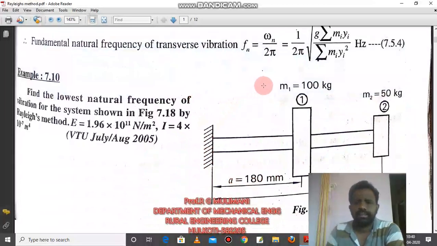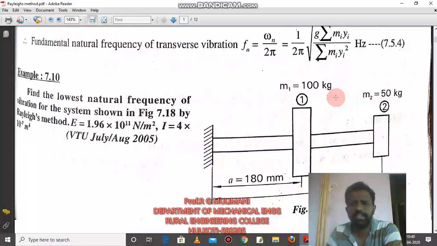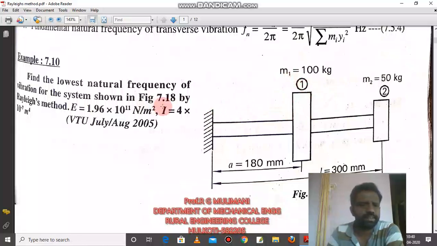Let us solve this problem. It is a cantilever beam. First, you find the influence coefficients. There are two masses, mass 1 and mass 2, so it is a 2 degree of freedom system. For a 2 degree of freedom system, there are 4 influence coefficients. You find the influence coefficients first. If you don't know the influence coefficients, just refer to my previous video.